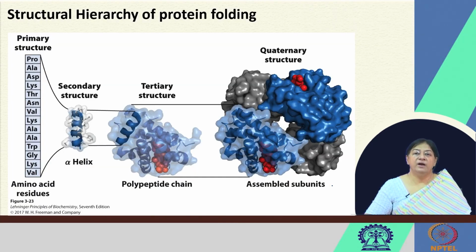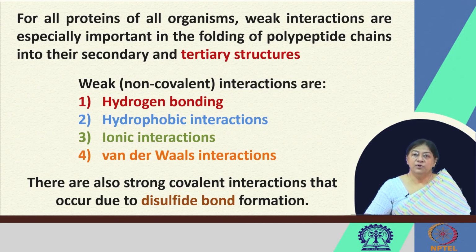So, for the structural hierarchy, we have the amino acid residues, the secondary structural elements going to the tertiary structure and the quaternary structure. Let us now revisit some of the associated issues that we can consider with the knowledge of what we have learned in this module. For all proteins of all organisms, we learned that the weak interactions important for the formation of the secondary structure involve hydrogen bonding, and then when we go on to form the tertiary structure, we have hydrogen bonding, hydrophobic interactions, ionic interactions, van der Waals interactions, and the covalent disulfide linkage.